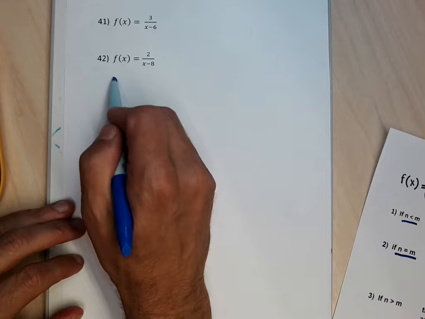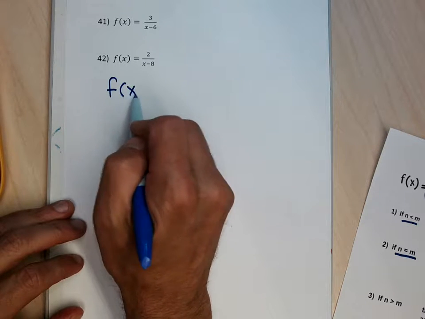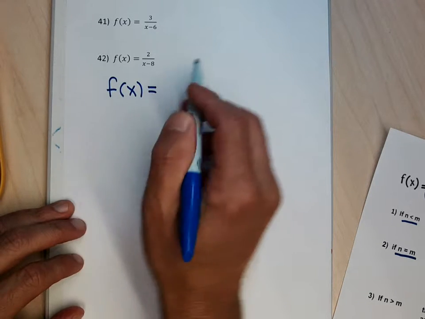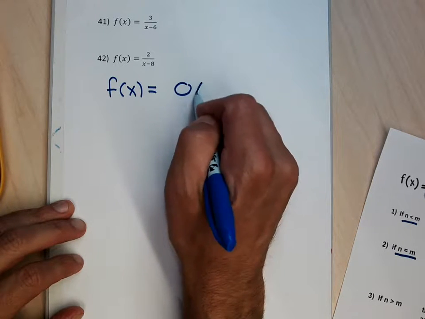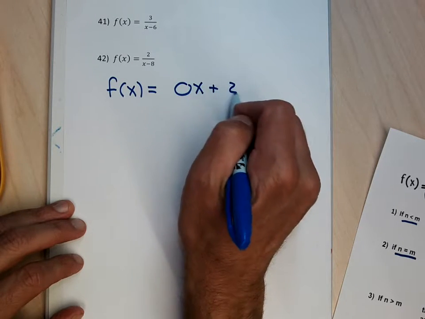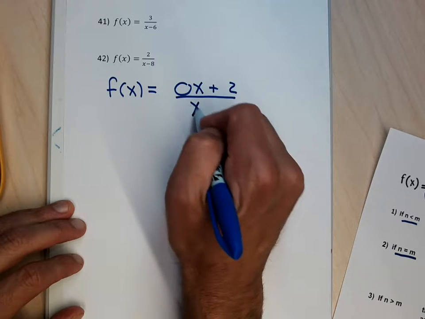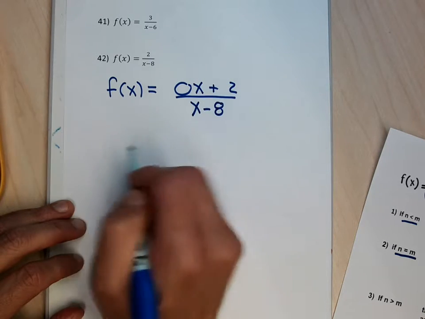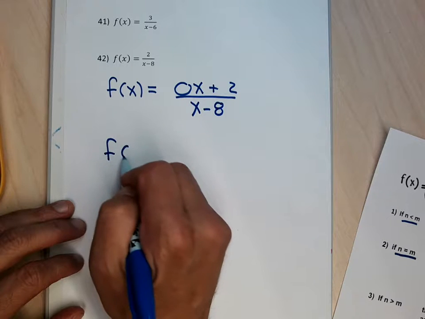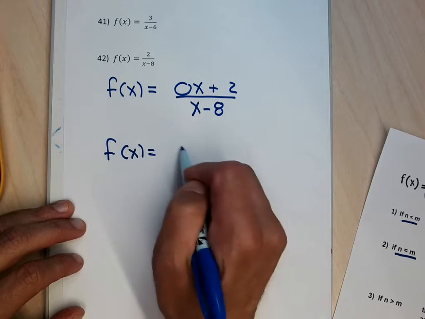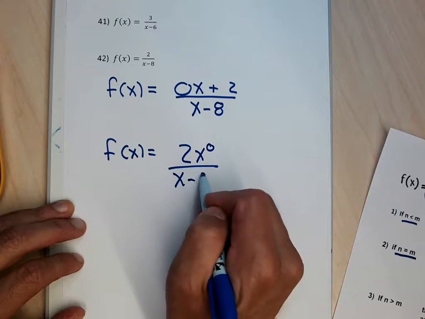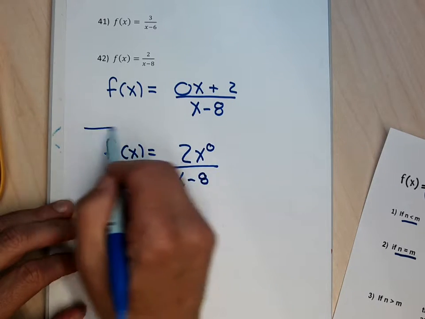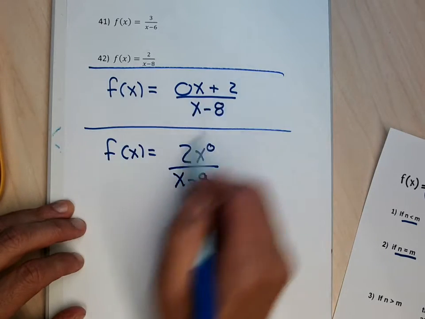Problem 42 is tricky because the numerator doesn't have an x to the first power term. You can think of the numerator as being 0x plus 2 over x minus 8 if you want to. Or better yet, we can think of the numerator being 2x to the 0 over x minus 8. So there's two different ways to consider the numerator in problem 42 because it doesn't have an x term.